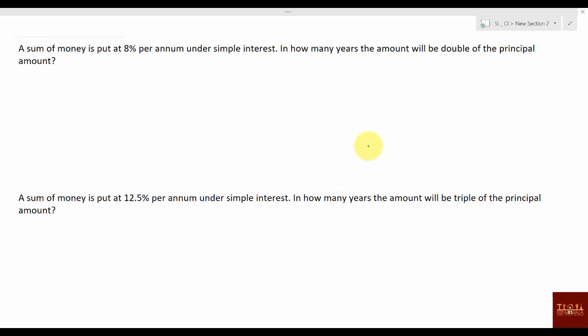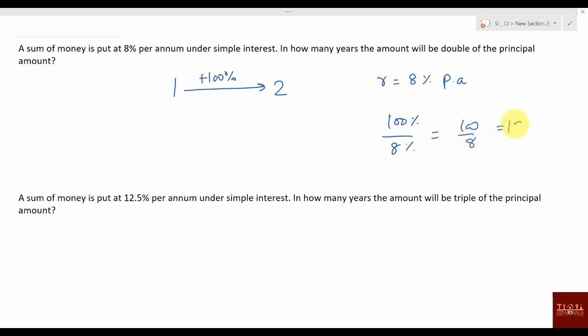Okay. Now this one. A sum of money is put at 8% per annum under simple interest. In how many years will the amount be double the principal amount? So you can say 1 is becoming 2. So how much do you need? 100%. The rate of interest is 8% per annum, so how many years do you need to reach here? It will be 100 by 8, which is 12.5 years. Clear?